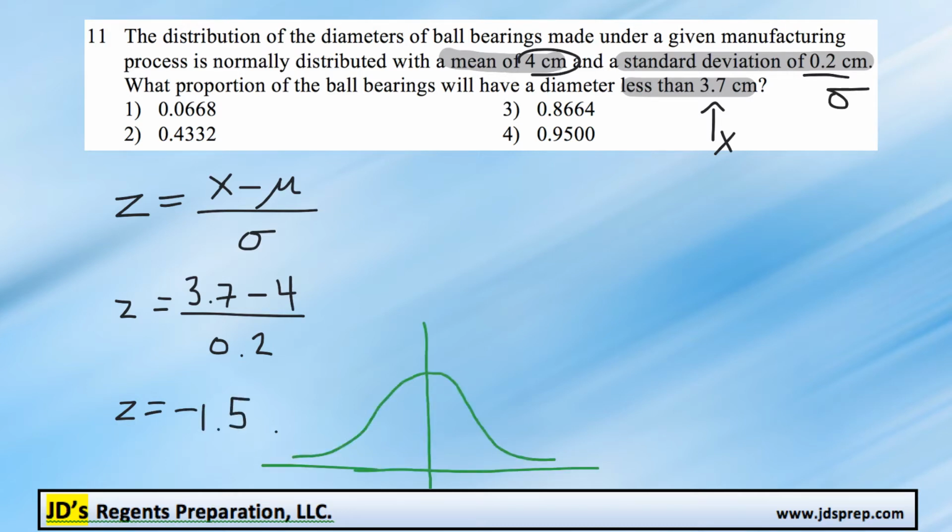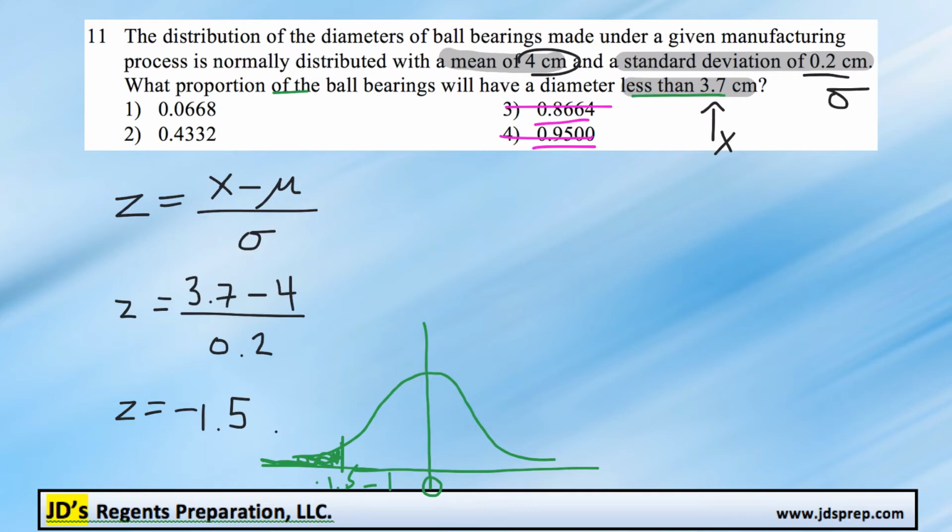So imagining our normal distribution curve here, where we've got a z-score of 0 in the center, negative 1 maybe around here, negative 1.5 would be somewhere around here. And essentially what we're looking for is what percentage is to the left of it, because we're looking for what proportion is less than 3.7 centimeters. So we're looking for what's less than the z-score of negative 1.5. I can see that's going to be a very small percentage. I can tell right away that options number 3 and 4 are going to be incorrect, because that's essentially 86% and 95%.